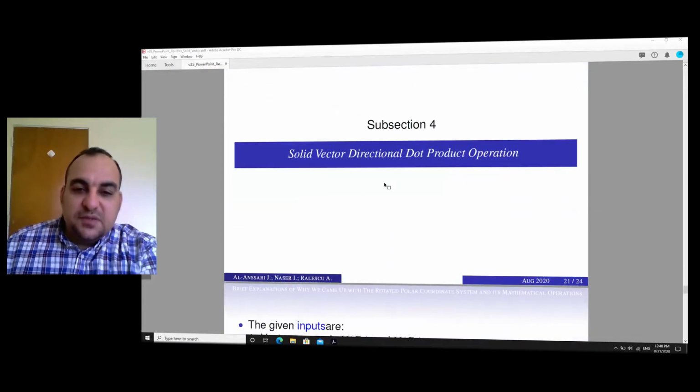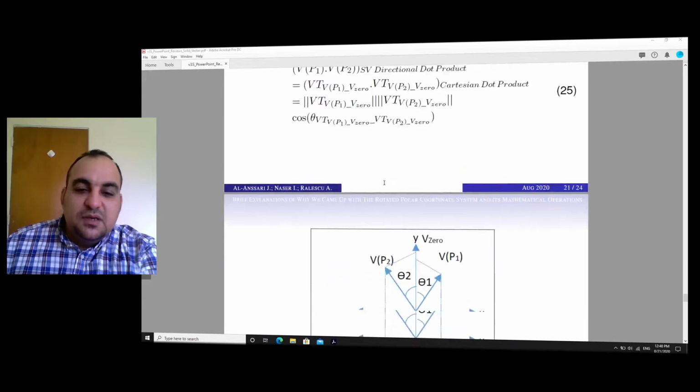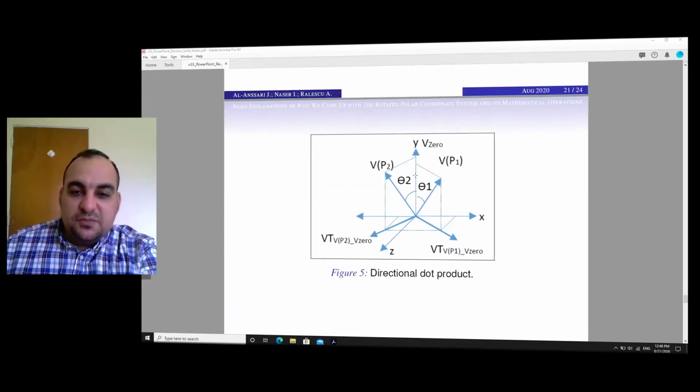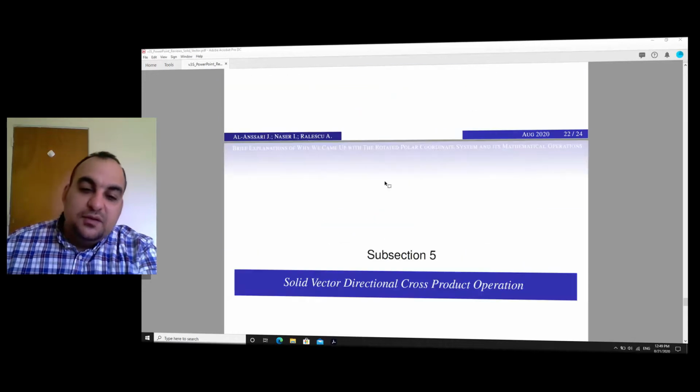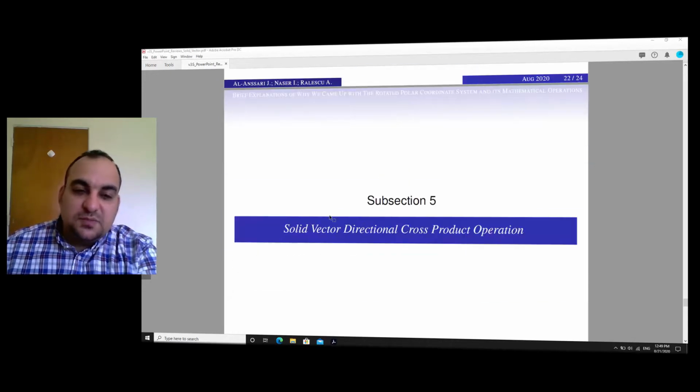Next, I present the solid vector dot product operation. As illustrated in figure 5, the given inputs are V0, VP1 and VP2. So first we do the solid vector subtraction operation between vector VP1 and V0, and vector VP2 and V0, to get the vectors VT1 and VT2. So next we do the Cartesian magnitude dot product between VT1 and VT2, and the result is the solid vector dot product between vector VP1 and VP2.